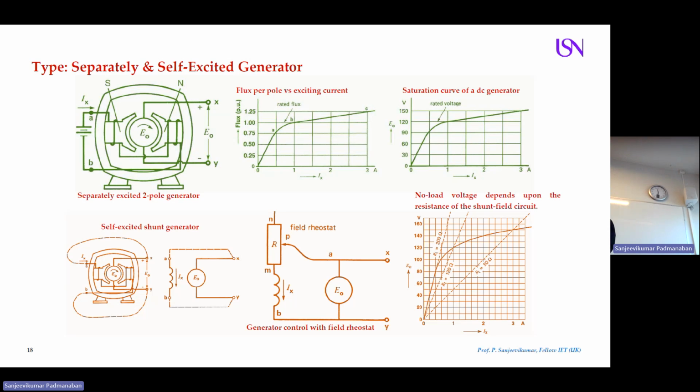Similarly, I have a rotating part, which is another coil or an inductor, which is fed by another DC source. So I have two different DC sources. Then this configuration is called a separately excited machine. And I want to control the current.